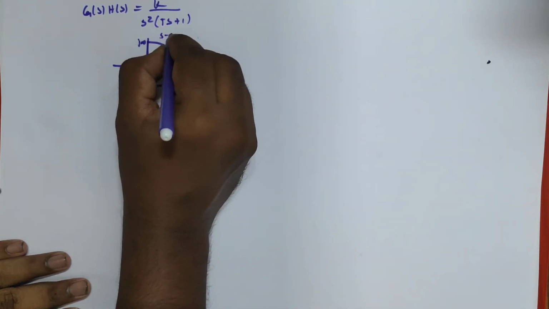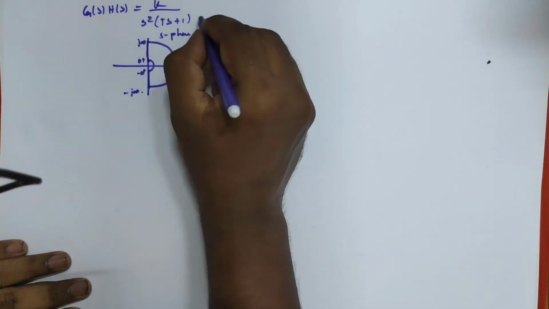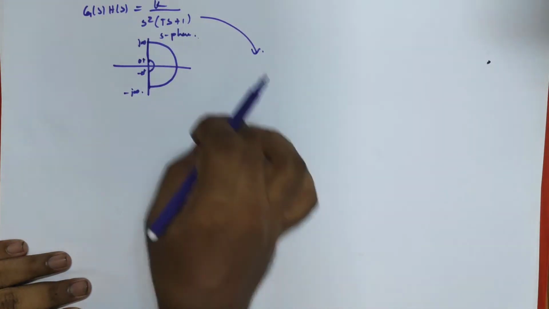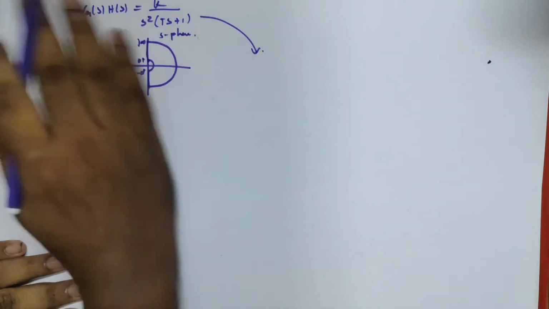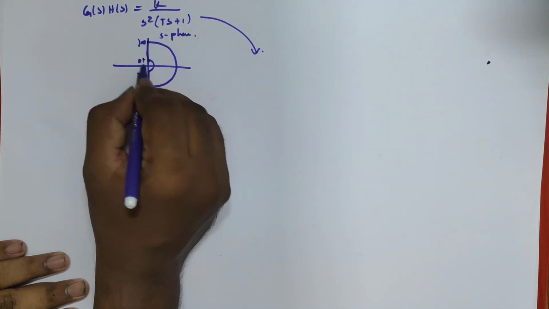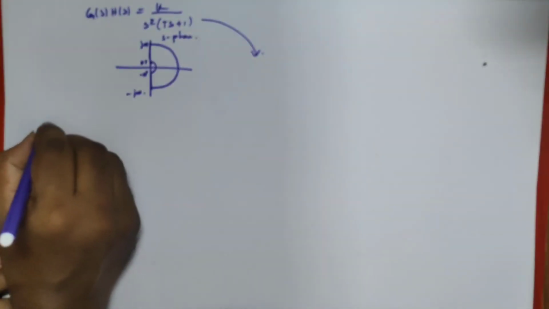This is the S-plane contour I'm taking. For this contour, I want to draw the Nyquist plot based on the open loop function. I need to get the closed loop function, but that is a different matter. Now for this bypass contour, I want to map something. So I want to map initially what I'll do.